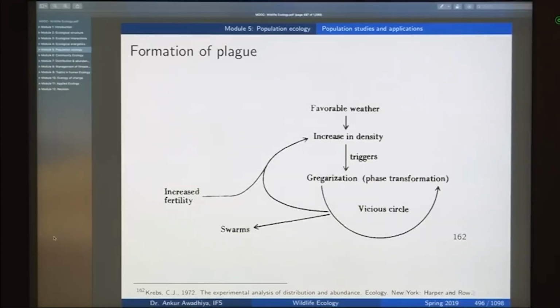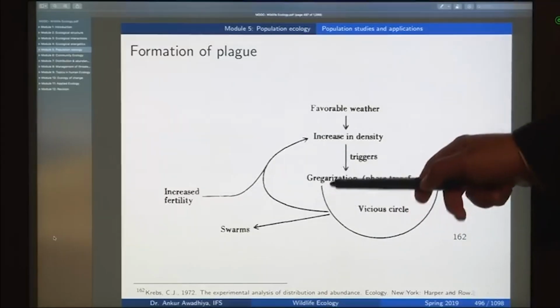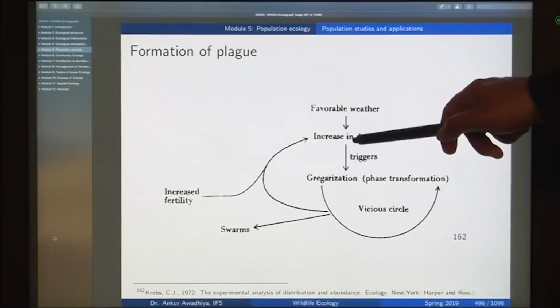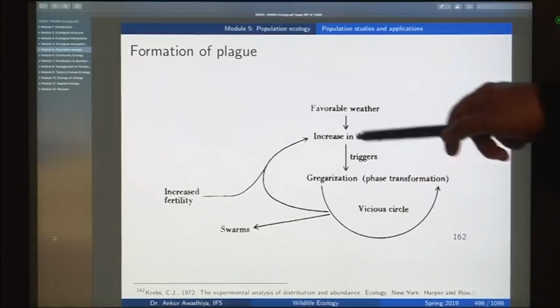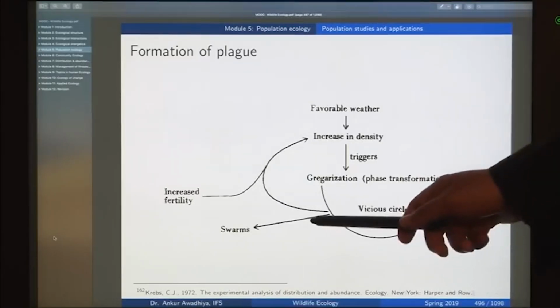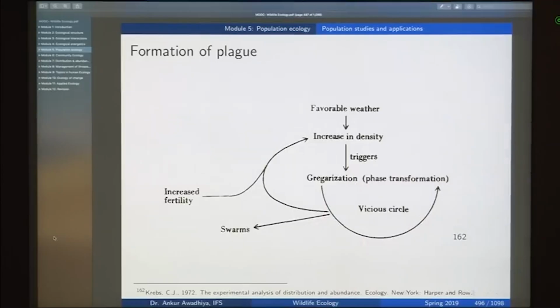Once you have this gregarious phase, you start a vicious cycle. This will give rise to more individuals, which will further increase density and further keep the gregarious phase on, and in this case you will have insects that form large swarms and will start moving away.